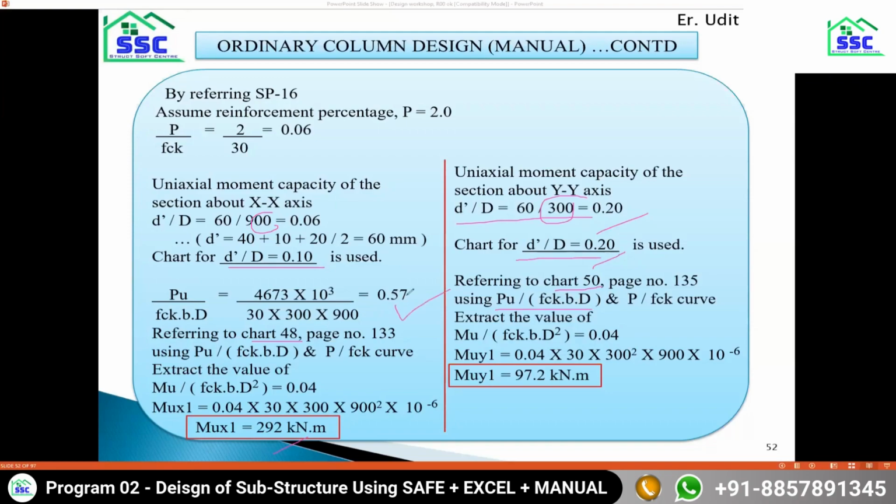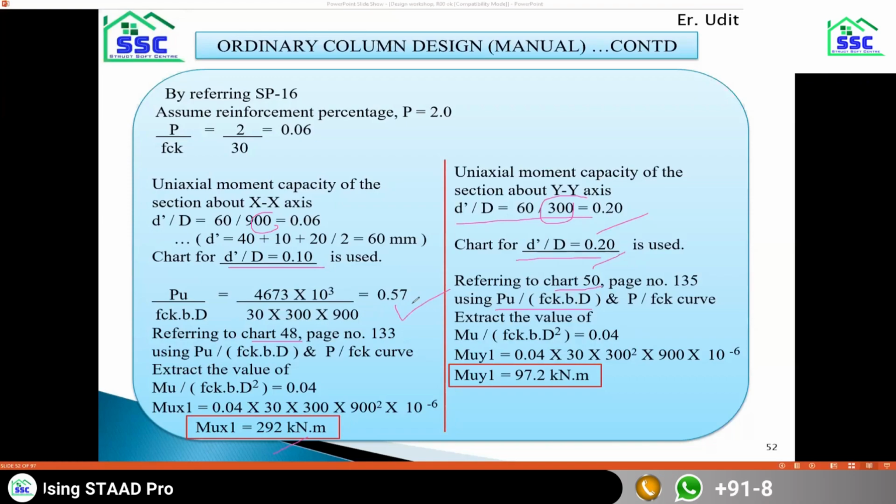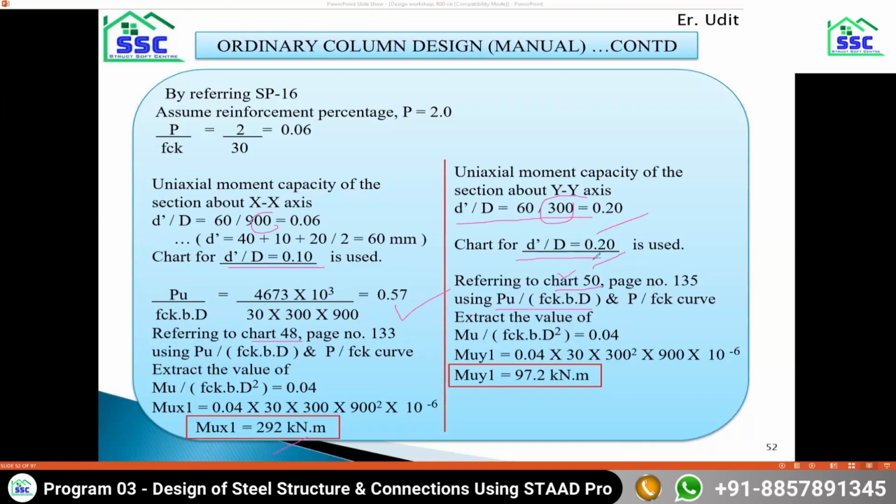So for the same value of Pu by fck bD 0.57, if you refer to chart 50 and you use the same value of rho by fck 0.06, you end up with the same value of Mu by fck bD square, which is 0.04. I am not showing you the calculation intentionally to save time. I have shown you the calculation for this 0.04. But if you go to chart 50 and cross check, you get the same value of Mu by fck bD square, which is 0.04.